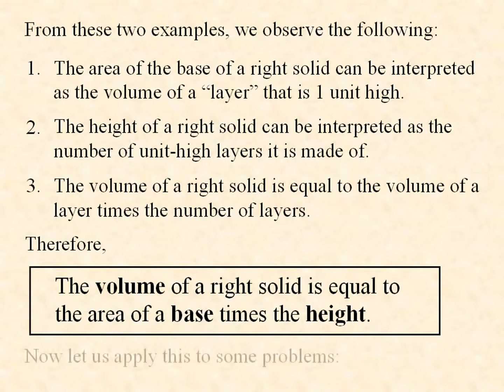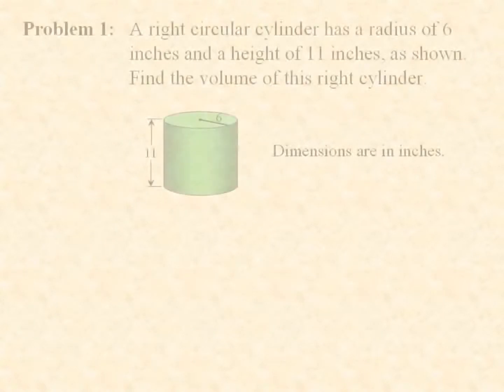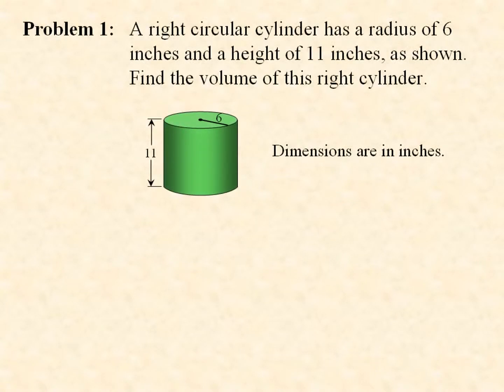Now let us apply this to some problems. Problem 1. A right cylinder, a right circular cylinder, has a radius of 6 inches and a height of 11 inches as shown. Find the volume of this right cylinder. Dimensions of the picture are inches.